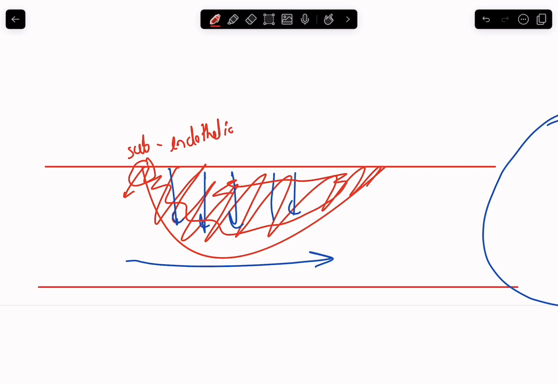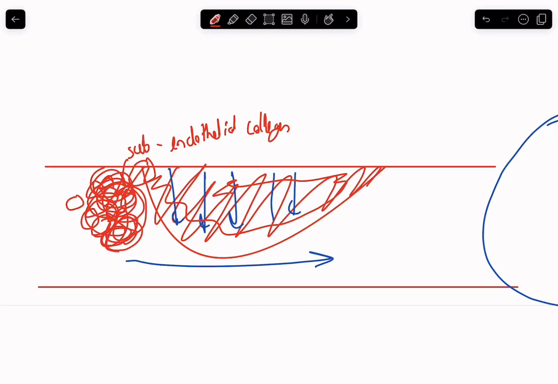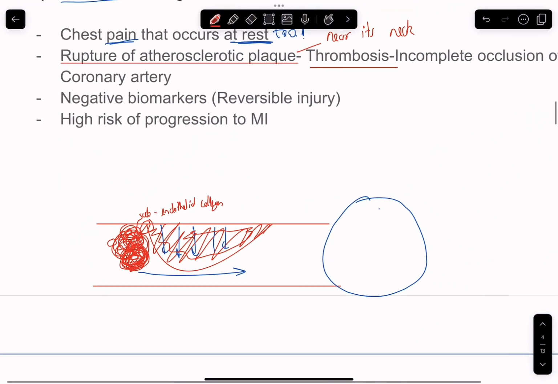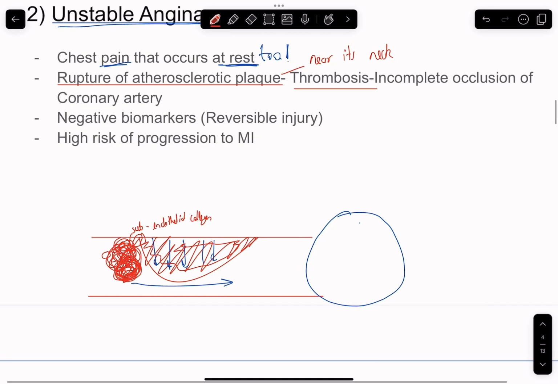will get exposed, and this will attract platelets towards it and pathologically activate your coagulation cascade, resulting in a formation of thrombus over here. This thrombus will incompletely clog off these arteries, and the blood supply will be reduced drastically, resulting in symptom manifestation even when the patient is at rest. So this is the pathophysiology of unstable angina.